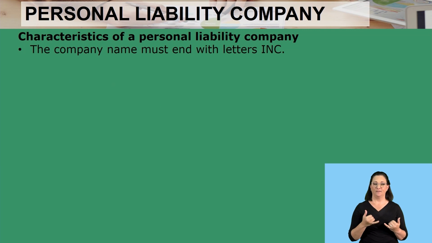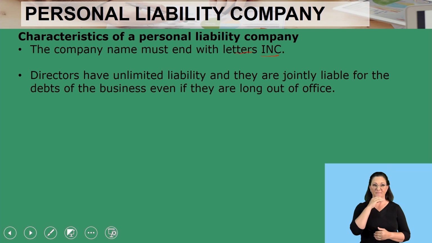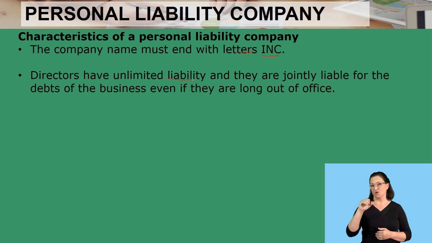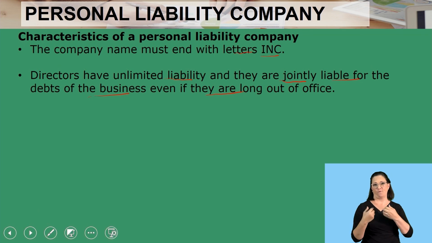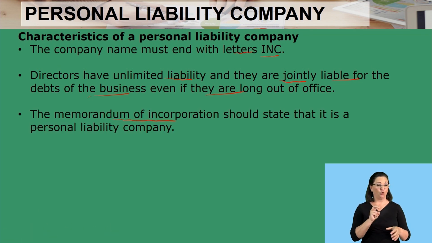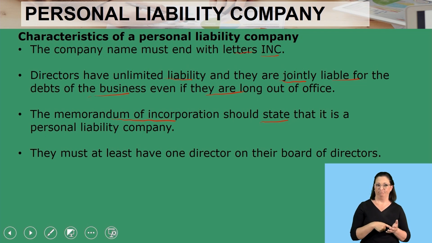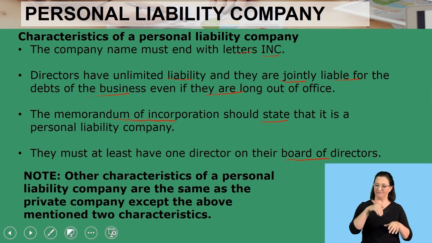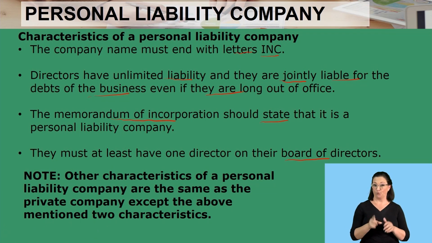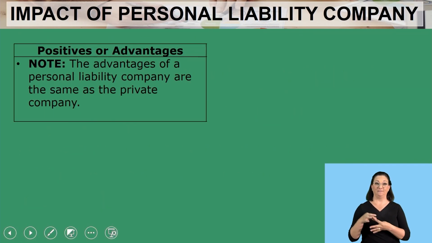Now looking into the characteristics of a personal liability company. The company name must end with the letters INC, meaning incorporation, and the directors have unlimited liability and they are jointly liable for the debts of the business, even if they are long out of the office. And then the memorandum of incorporation should state that it is a personal liability company, and they must have at least one director on their board of directors. Note again that other characteristics of a personal liability company are the same as the private company, except the above mentioned characteristics.